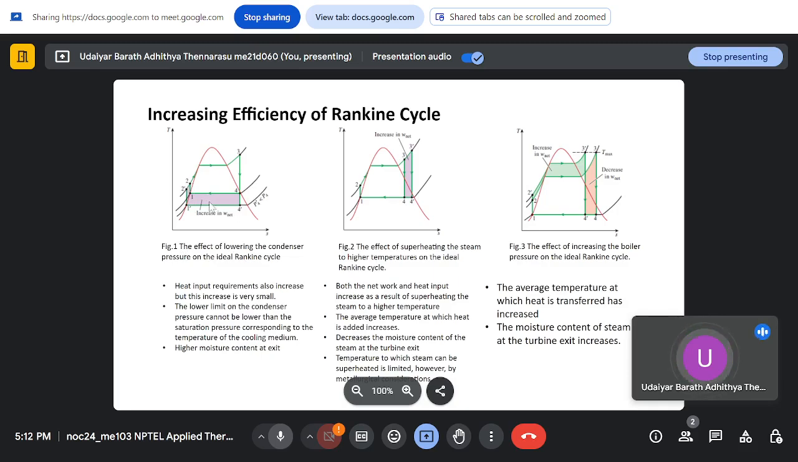So reducing your evaporator pressure can result in an increase in work output, but there is a slight increase in your pump work. So heat input also is increased.